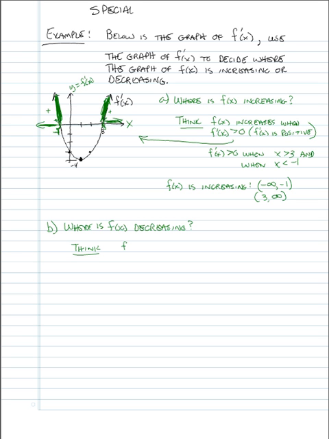So f prime of x being negative, that is less than 0, is when f of x is decreasing. And now we're looking at the graph of f prime of x. So when we say, okay, where is f prime of x less than 0? What we mean is, what part of the graph is y less than 0?